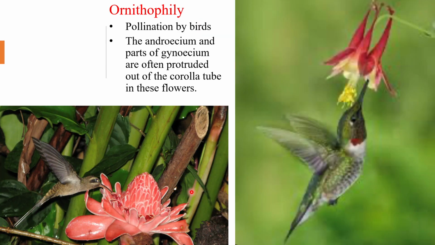Then we will go to ornithophily. In ornithophily, the pollination is caused by birds. The androecium and parts of the gynoecium are often protruded out like this, so that the birds, in search of nectar, can sit on the flower and suck the nectar, and this also helps in pollination.